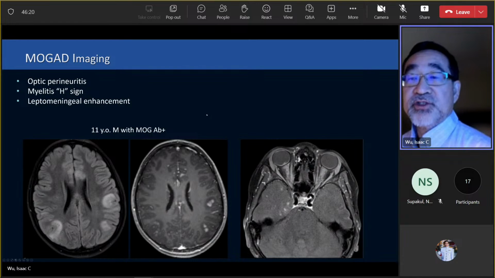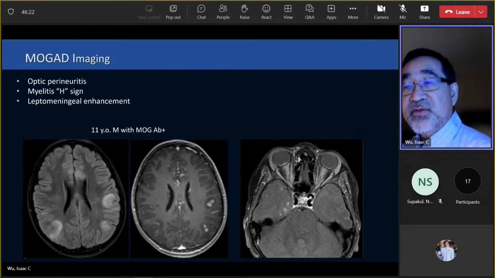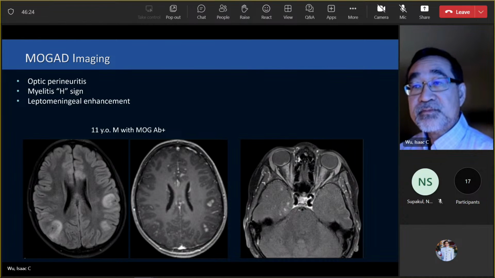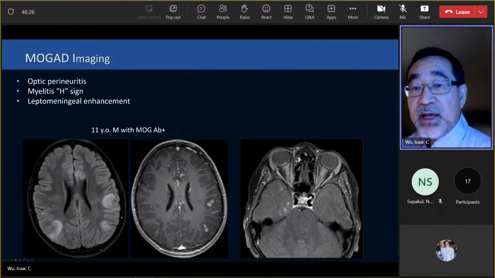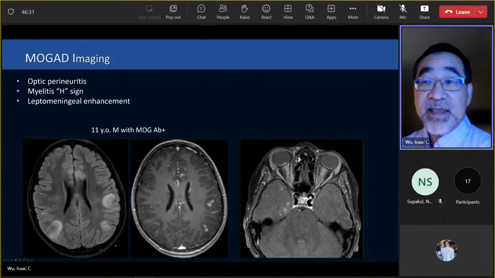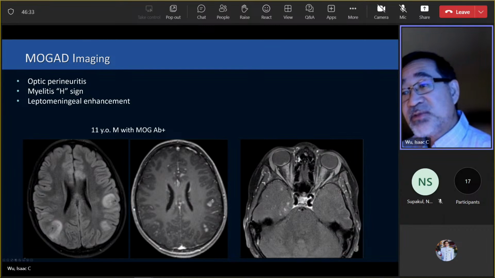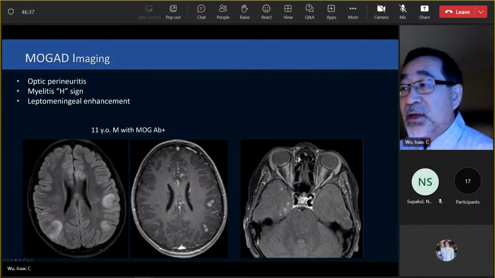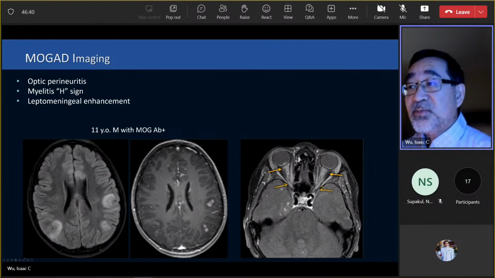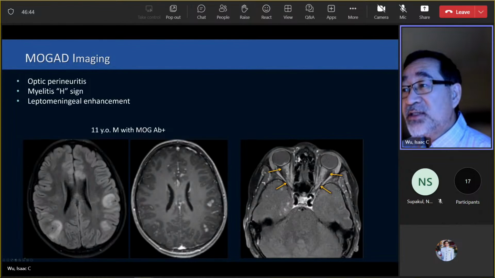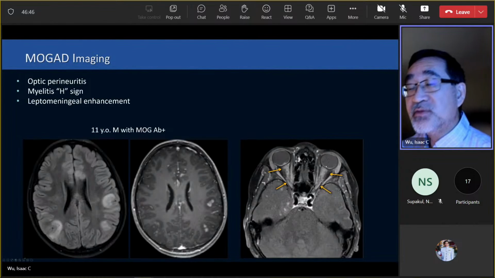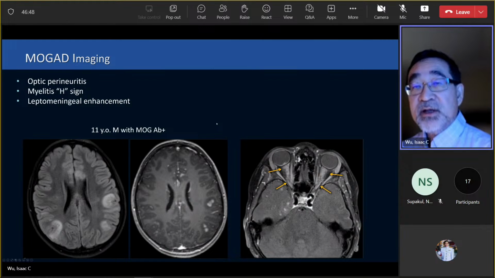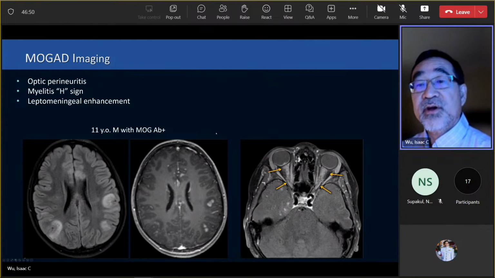This is another patient who tested positive for MOG antibody at Riley, and in this one you can see the lesions look much more confluent, like ADEM, and the enhancement pattern is also relatively solid. The patient again has bilateral optic neuritis, and maybe you can see there's enhancement beyond just the optic nerve, so perineuritis as well. So, another picture of MOGAD.